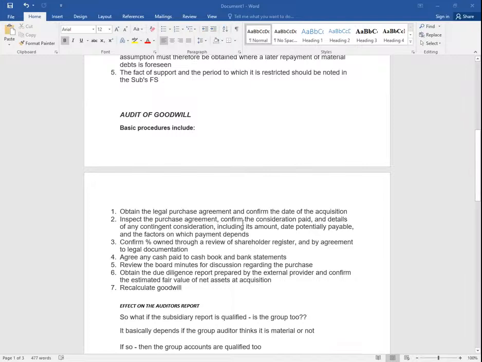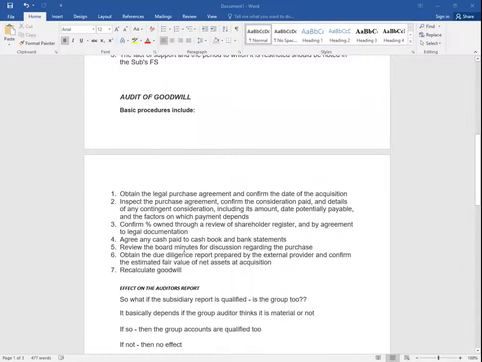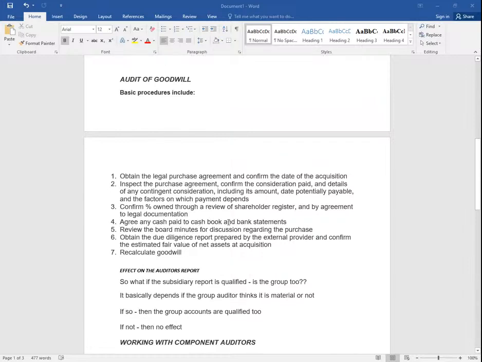So obtain, yes, the purchase agreement and confirm the date of the acquisition. A simple thing, but very important. Inspect the purchase agreement to confirm the consideration paid and the details of any contingent considerations, that is considerations in the future, including its amount, date potentially payable, and the factors on which payment depends. Confirm the percentage owned through a review of shareholder register and by agreement to legal documentations. Agree any cash paid to cash book and bank statements. Review board minutes for discussion regarding the purchase. Obtain due diligence report prepared by external provider and confirm the estimated fair value of net assets at acquisition.